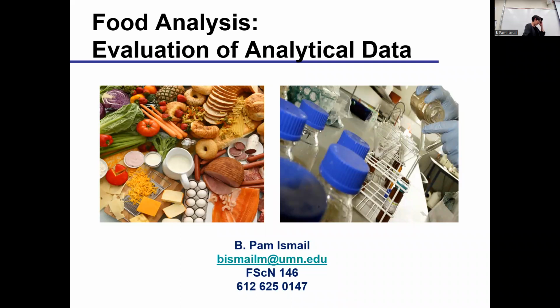Evaluation of analytical data. In every lab, except the nutrition labeling lab, starting next week, you will be getting a set of data and you're going to do simple statistics on that. You're going to determine the mean, the standard deviation, the coefficient of variation, and the percent relative error, and the confidence interval in some cases. And sometimes you need to do a Q test.